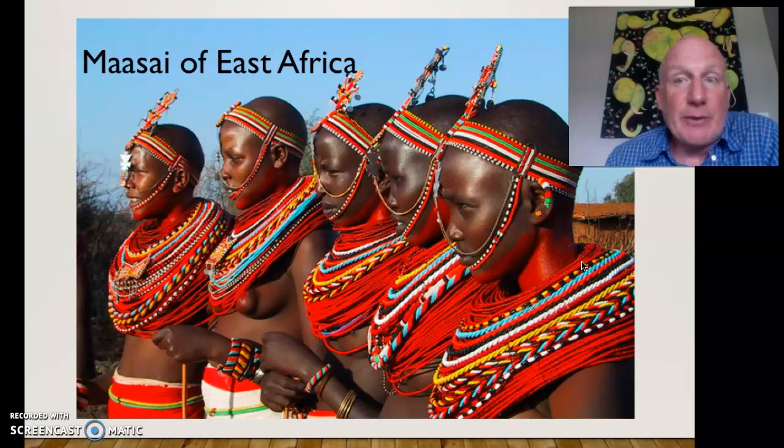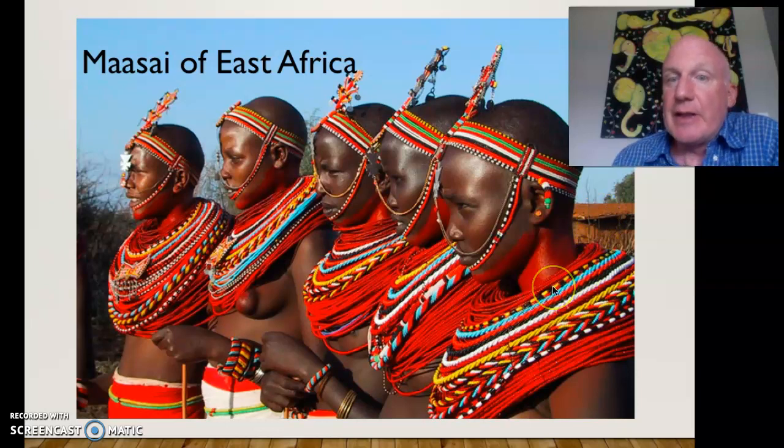They're still pastoralists. They highly prize their cattle. And you'll see in the background here, that's a mud and dung hut. And they're very proud of their tradition and their lifestyle. They've seen the trappings of the Western world, but they prefer to live their indigenous traditional lifestyle.